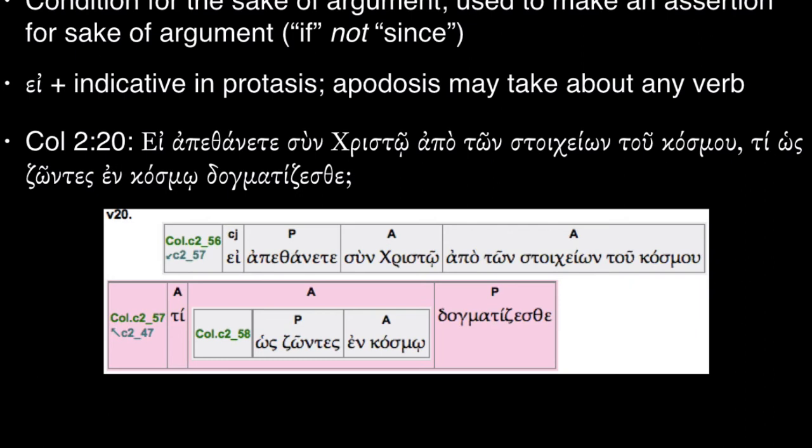You've got two clauses here. And what I want to show you here is how the protasis and the apodosis relate to one another most of the time in the New Testament. So here you have ei plus the indicative. The first clause is a dependent clause. In OpenText speak, this is called a secondary clause. It's got a little bit of a gray background to it. It's indented over a little bit. You'll notice that it has in green the numbering col.c2_56. That means it's Colossians chapter 2, clause 56.